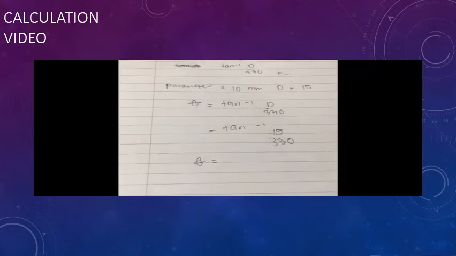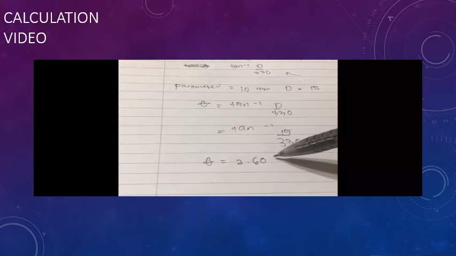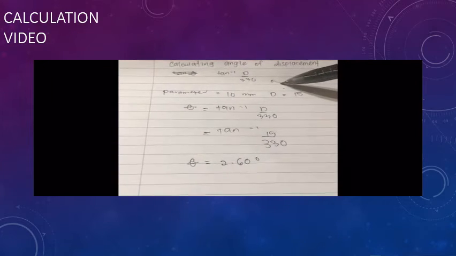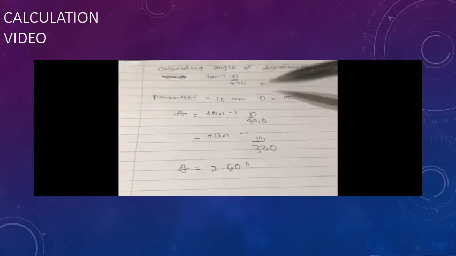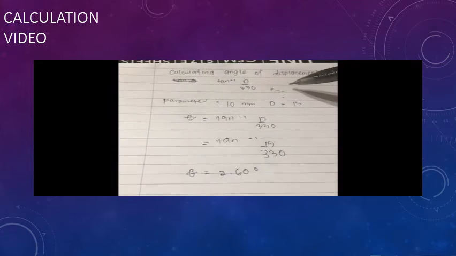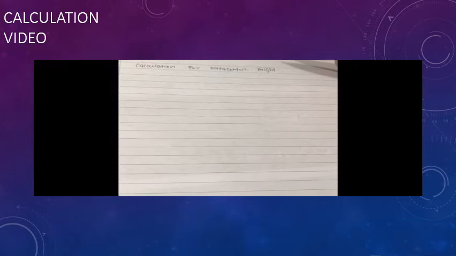So we just substitute the data: tan inverse of 15 over 330. The final answer, theta, is 2.60 degrees. We use the same formula for the calculation for 50 millimeter height and 100 millimeter height. Now we will go to the calculation for metacentric height.